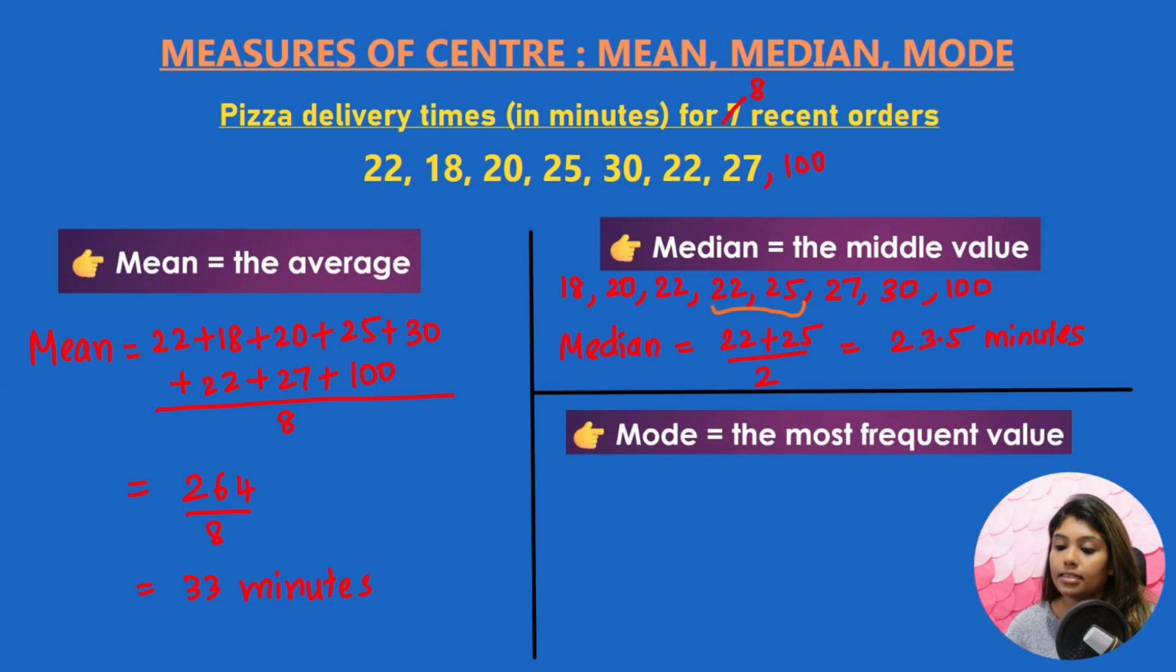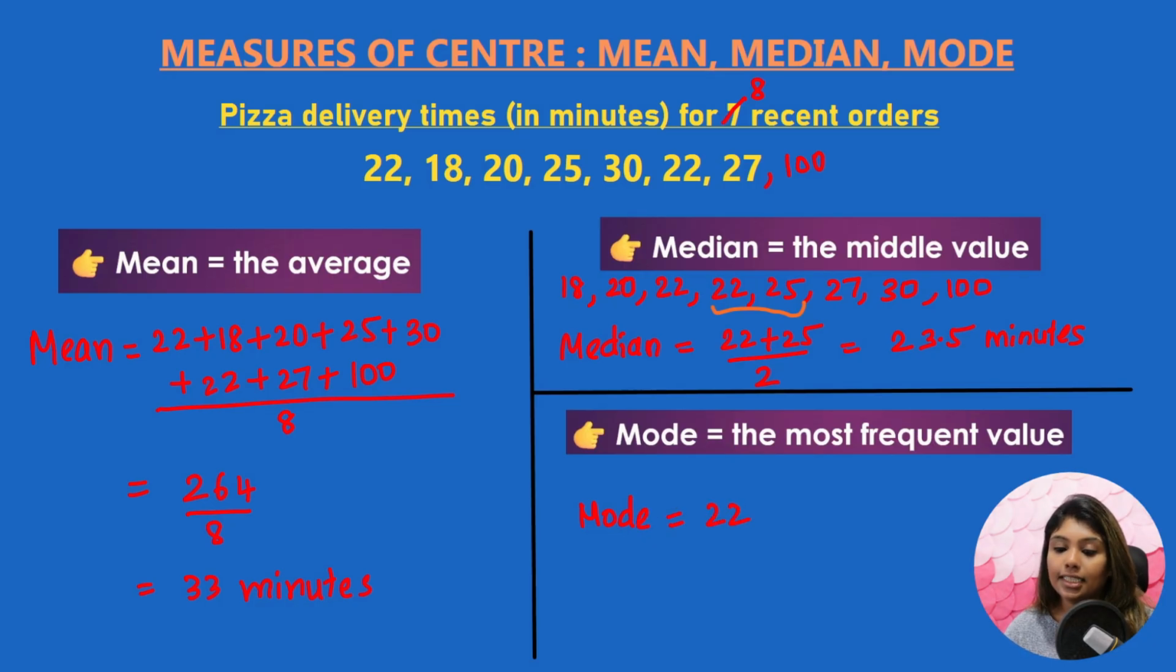The next thing is to find the mode. So the mode is the most frequently repeated data. Again, 22 is the most repeated data here because we did not change any other number. So mode here is 22.